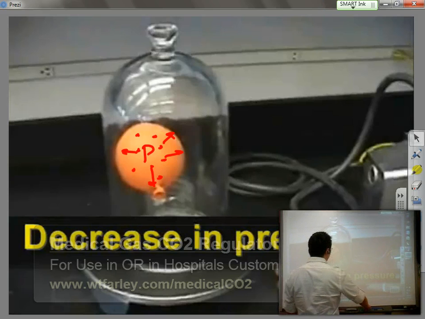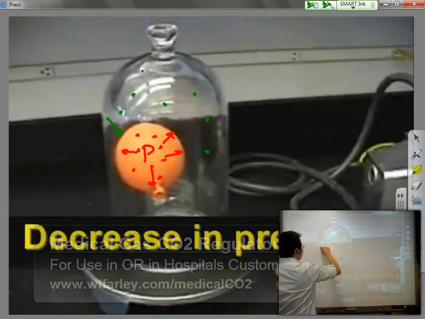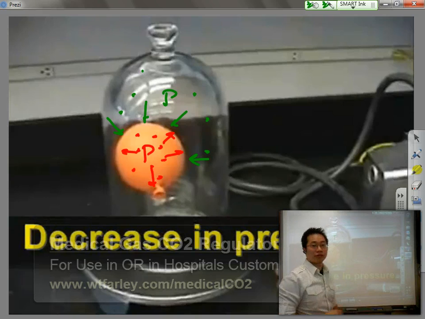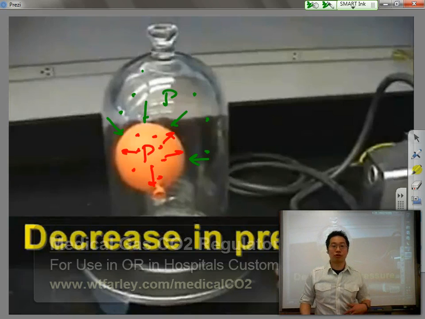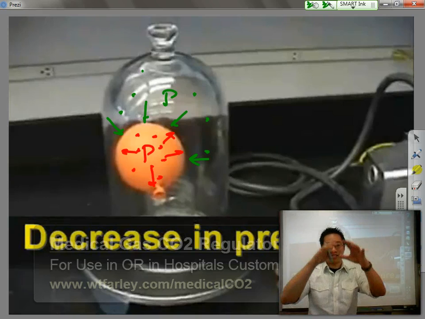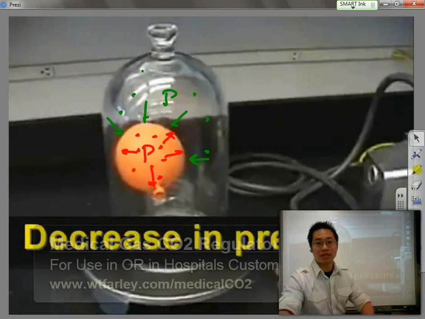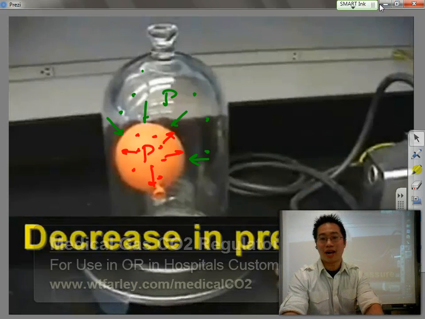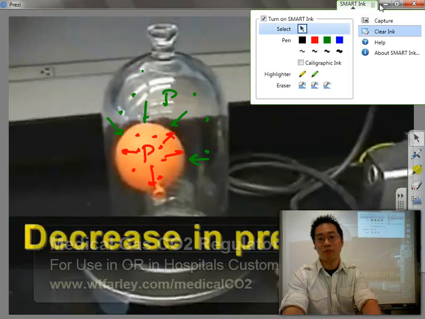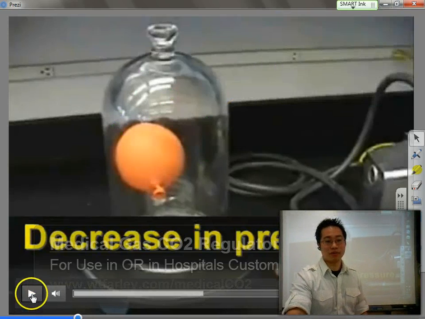And outside, of course, we have gas molecules as well, and they are applying a pressure from the other direction. Those two pressures are going to cancel each other out, which is why the balloon stays exactly the same shape that it does. But now they're going to use a vacuum pump to get rid of the air outside of the balloon, and let's see what happens.